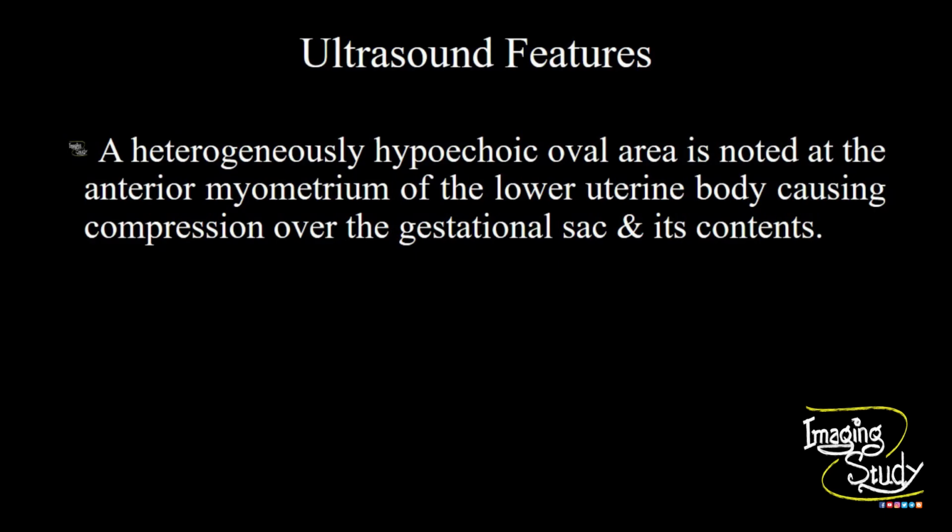So in summary, a heterogeneously hypoechoic oval area is noted at the anterior myometrium of the lower uterine body, causing compression over the gestational sac and its contents.